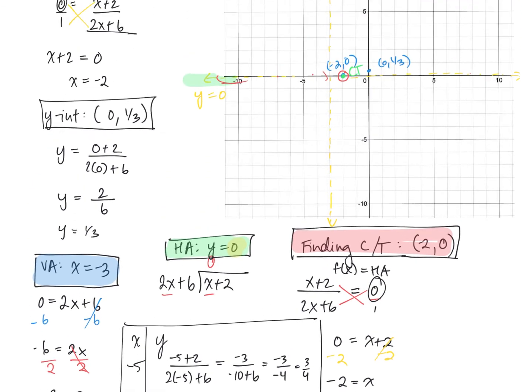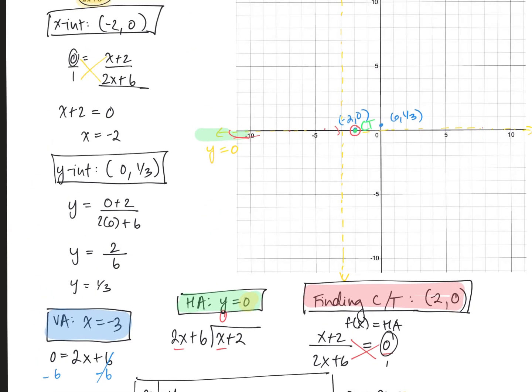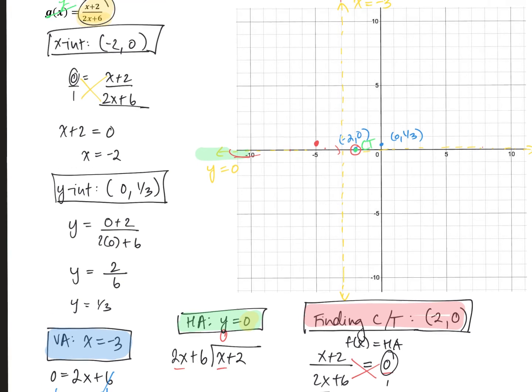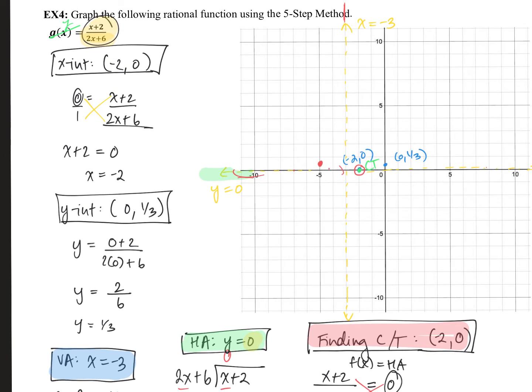So that point, (-5, 3/4), is somewhere up here. Which means I know my graph is going to be on the top, above the horizontal asymptote. And now something to remember: each time you have a point, you have 4 options. It goes up or down, or up or down. I know it's not going to be this option because it needs to be sucked along to my horizontal asymptote.